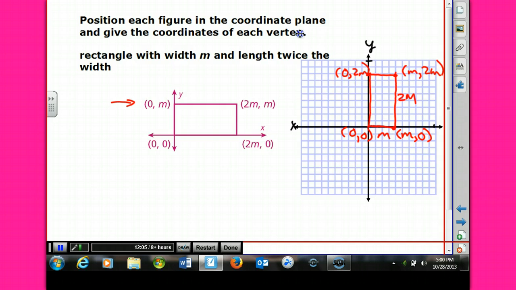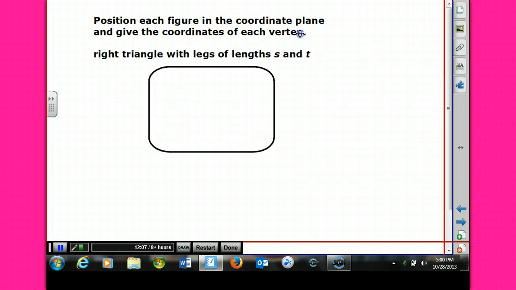Two correct answers to the same question. So let's try this again. Now we're going to position a figure in the coordinate plane and give the coordinates of each vertex. So go ahead and do it with a right triangle with leg lengths of S and T. Come back and check your work. Remember to label each vertex.